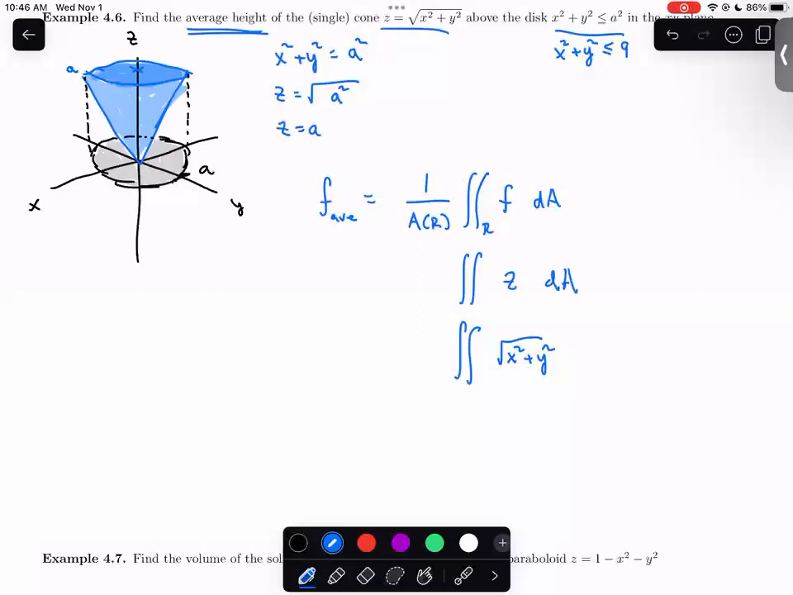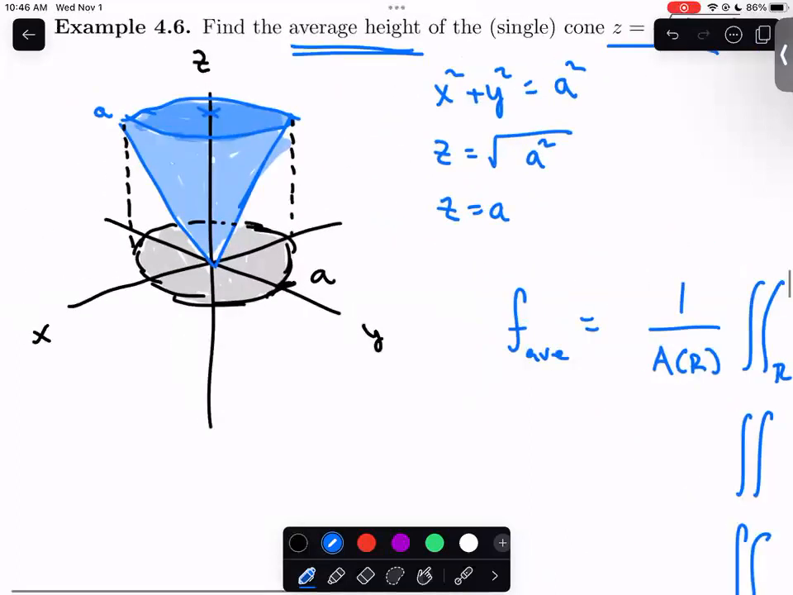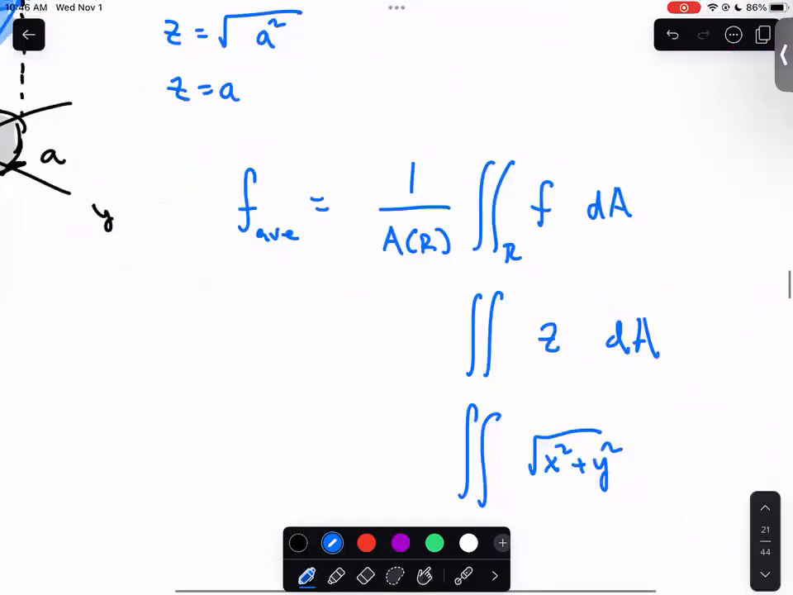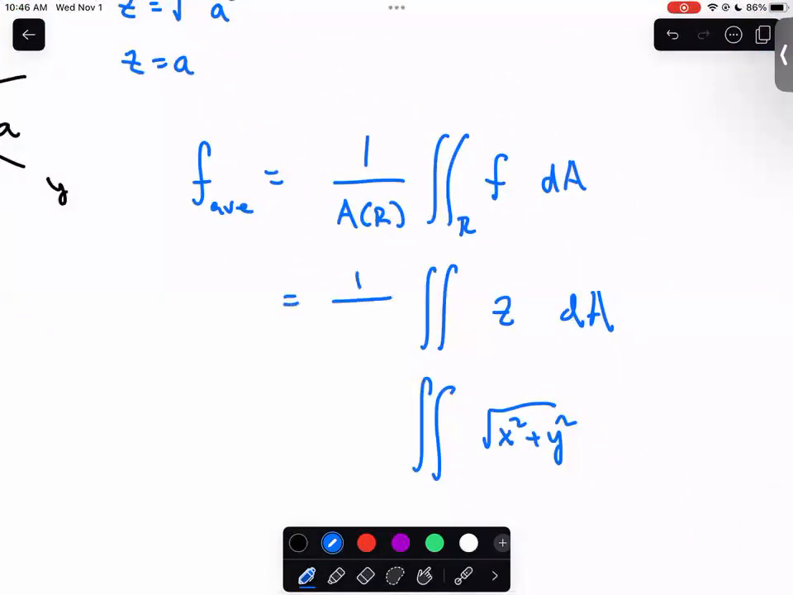The next thing is that we need to look at our region. So the region that we're integrating over, where our surface is hovering above, is this disk in the xy plane. This is a circle of radius a. And so we can get two things from that. First of all, we can get the area of that quite nicely. The area that's trapped within that disk is going to be pi r squared. In this case, the disk has a radius of a. So the area of this region is going to be pi a squared.